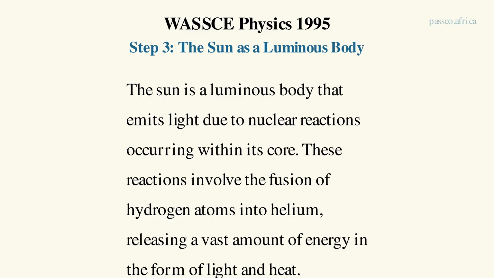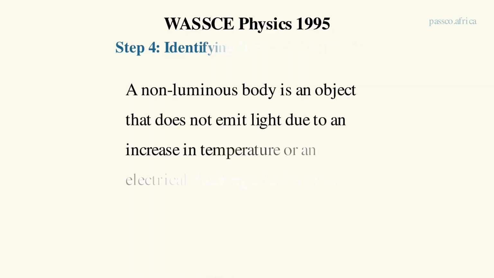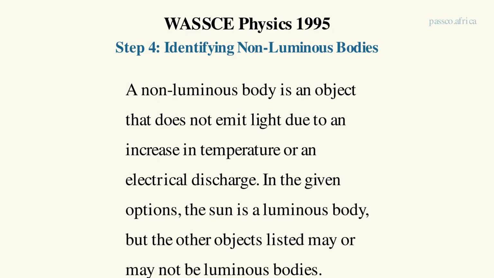Step 4. Identifying non-luminous bodies. A non-luminous body is an object that does not emit light due to an increase in temperature or an electrical discharge. In the given options, the Sun is a luminous body, but the other objects listed may or may not be luminous bodies.